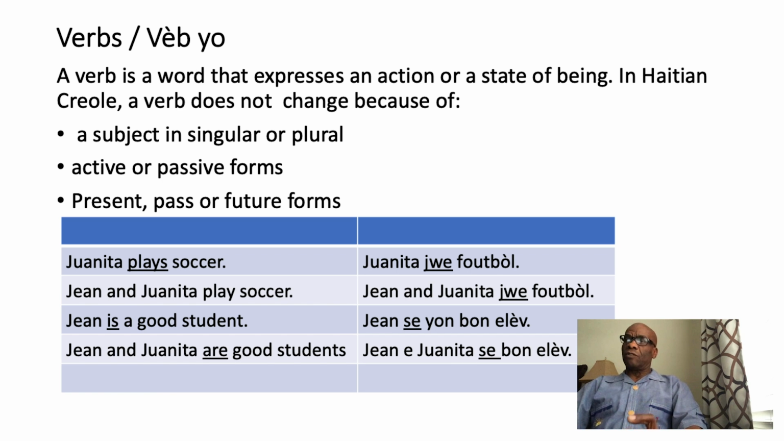The verb doesn't change if it expresses an active or passive form. It doesn't change either in present, past, or future forms like we have in English. You're going to see a few examples in the table below. Juanita plays soccer. In third person in English, you would have the S, but in Creole, Juanita jouer football. Soccer in the US is football, but the rest of the world knows soccer as football.